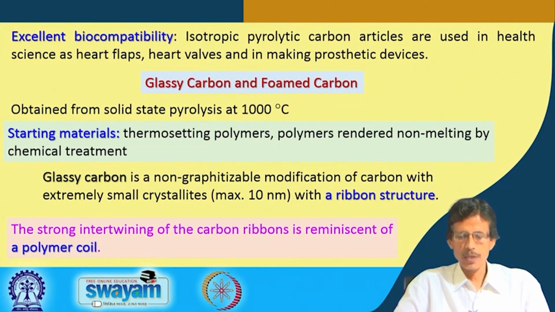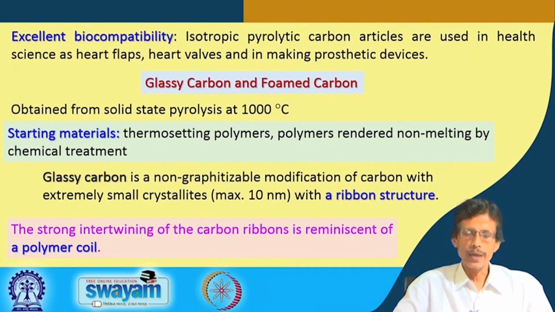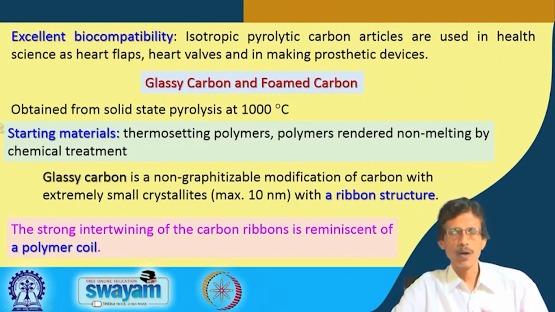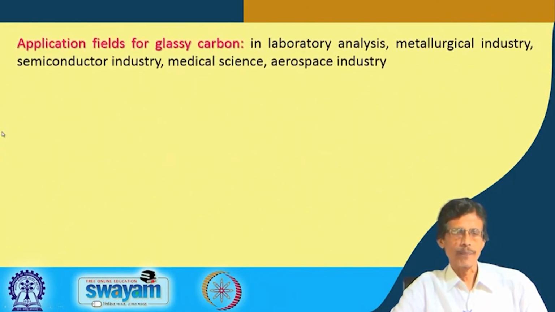Initially you have the ribbon structure, and then the intertwining of those ribbons is very much similar to the formation of a polymer coil. It is not that polymer coil, because the polymer is completely different, it is carbon now. So, the attachment of all the carbon particles gives you a corresponding ribbon structure, and the particular winding of this ribbon structure can give you the corresponding polymer coil type structure.